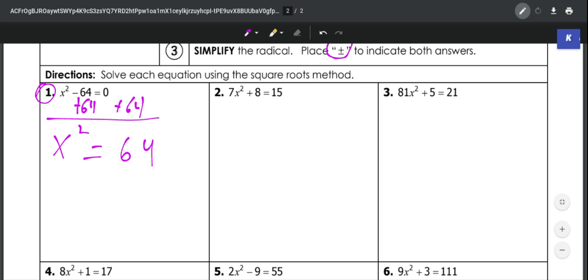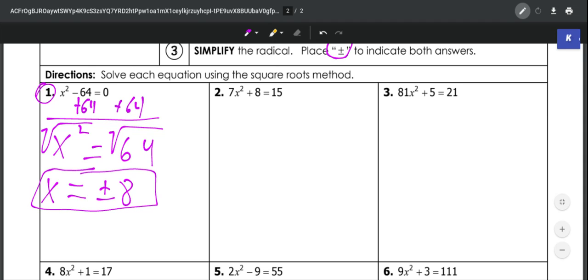Once we have x squared isolated equal to a number, to get rid of this exponent of 2, we can take the square root of both sides. And when you take the square root of x squared, it just becomes x equal to the square root of 64, which is 8. You just have to remember that you have to indicate that it's plus or minus 8.